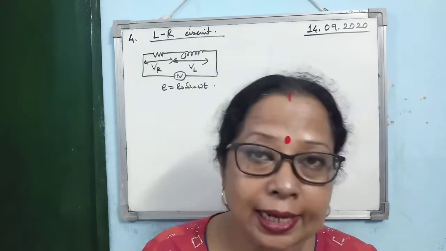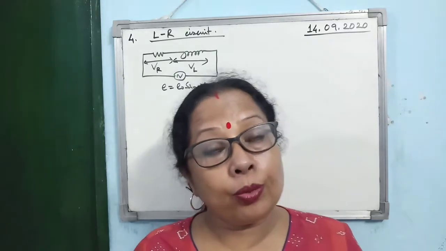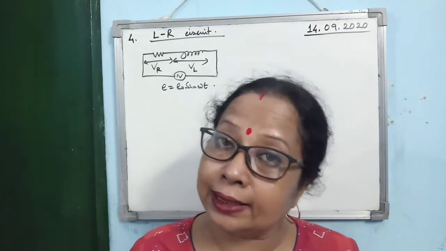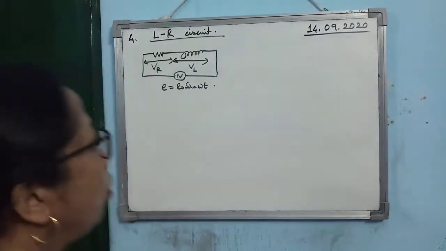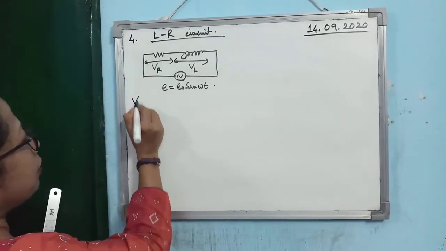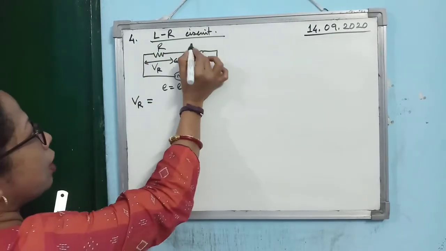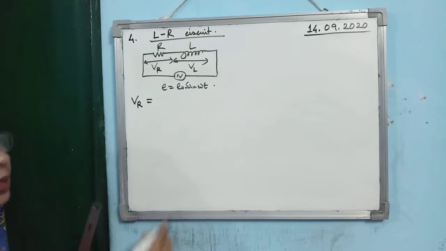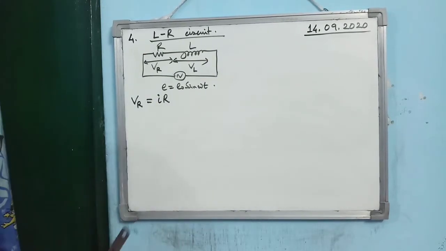When it is a combination, we apply our previous concept: we draw the phasor diagram, and from the phasor diagram we get the relation. Alright, so here what is our concept? We can write the potential drop VR, the potential drop across the resistance. According to Ohm's law, it will be current multiplied by the resistance.